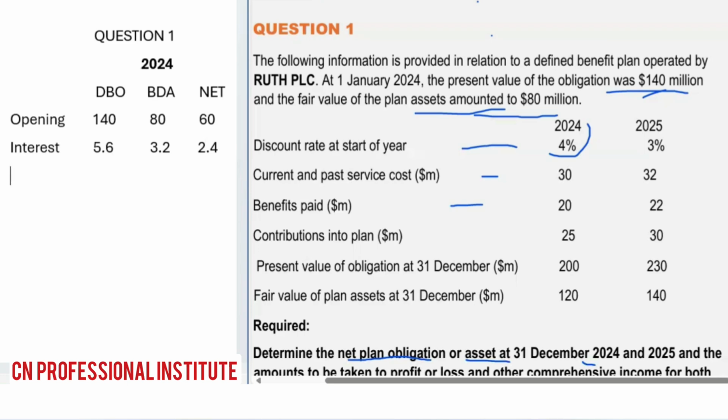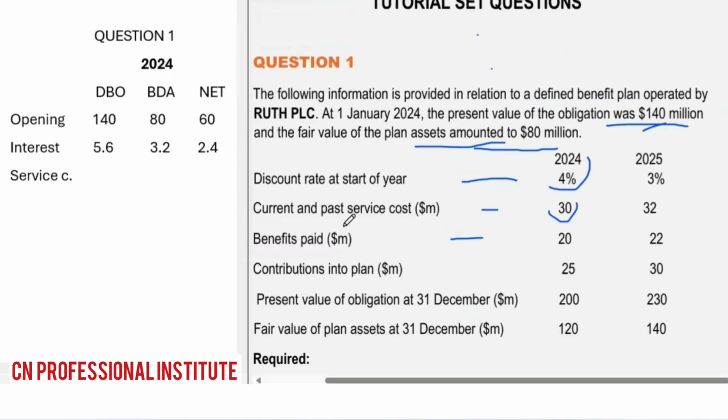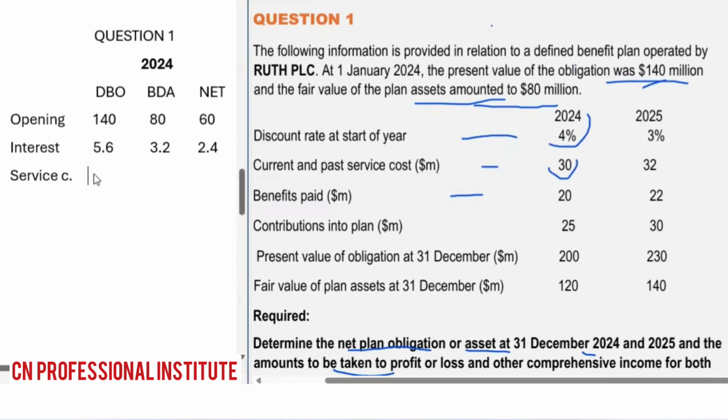Then we have the service cost, both the current and the past. If you come here, the service cost is 30. So 2024, service cost 30. We said we add service cost to the obligation. Service cost doesn't affect the asset. So here we are going to have 30, that is 30 minus 0, which gives us 30.